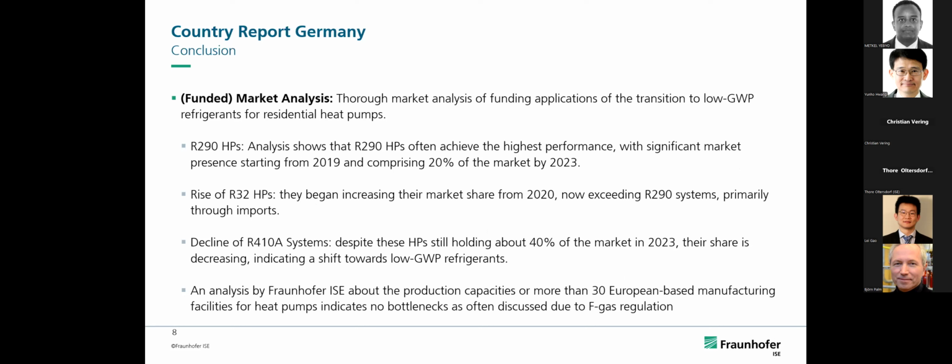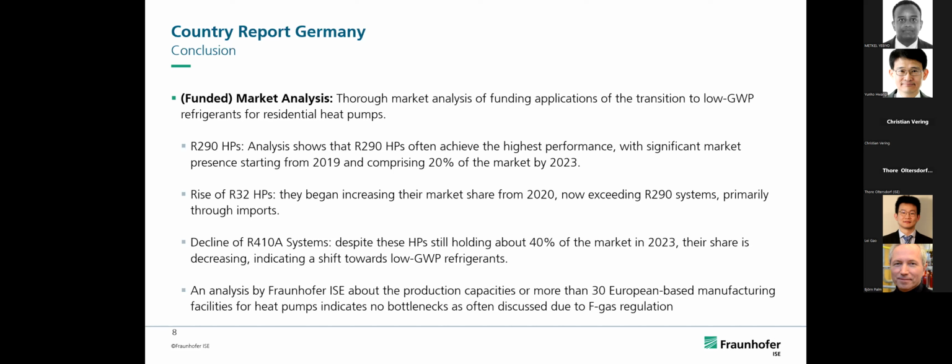So I think everything is written here. You can read it afterwards. Actually, it's more or less the same as I said before. Yeah, well, the last bullet point I would like to add here. So when these data, about 30 European-based manufacturing facilities were analyzed for the production capacities.